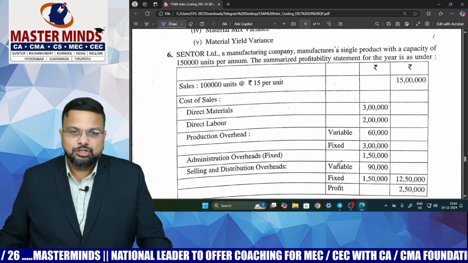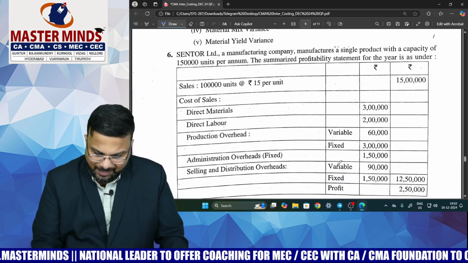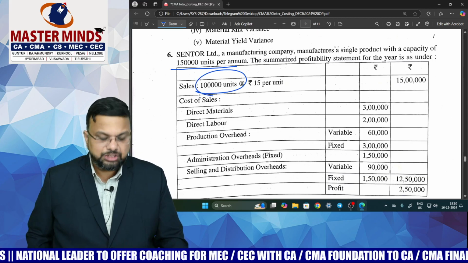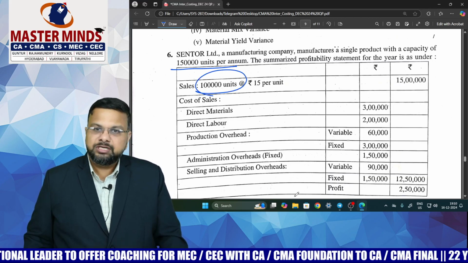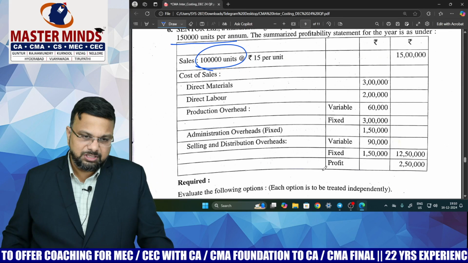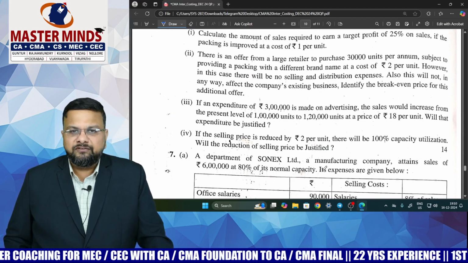Important problem, marginal costing. Entire information is given. Capacity of the plant is 1,50,000 units. But as of now, we are selling 1 lakh units only. So information of 1 lakh units is given. Okay. So cost of sales information and total cost information is given. Okay. And 4 different options are given.